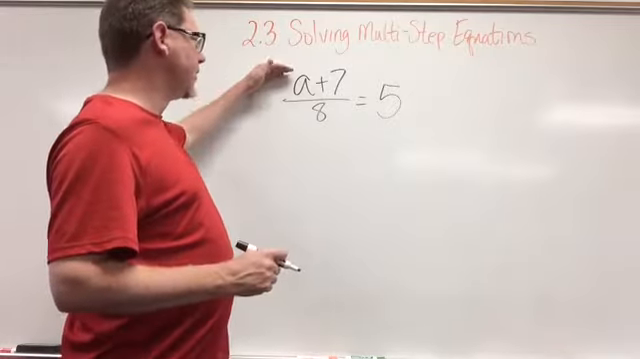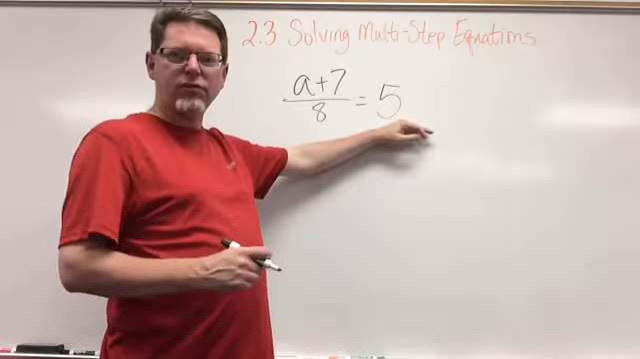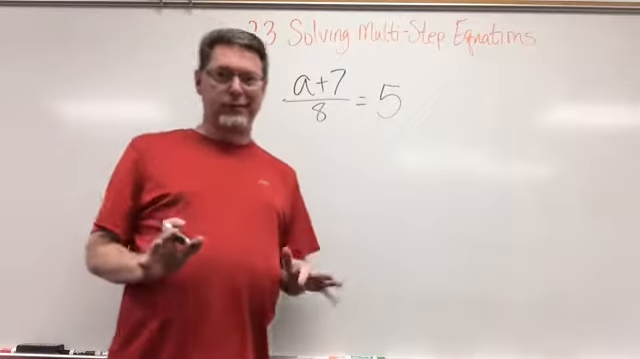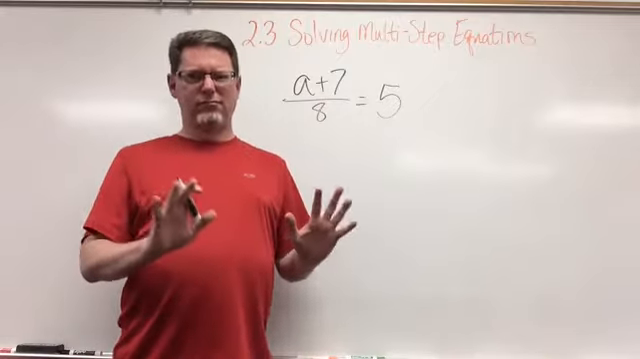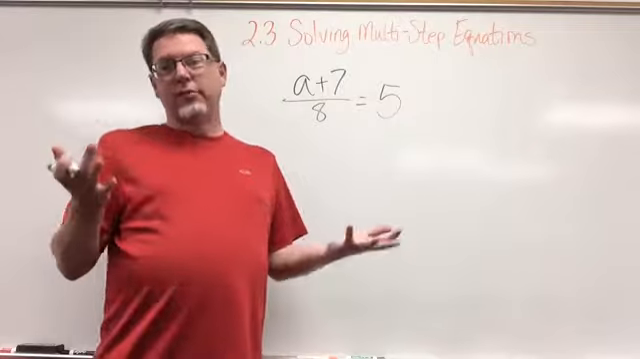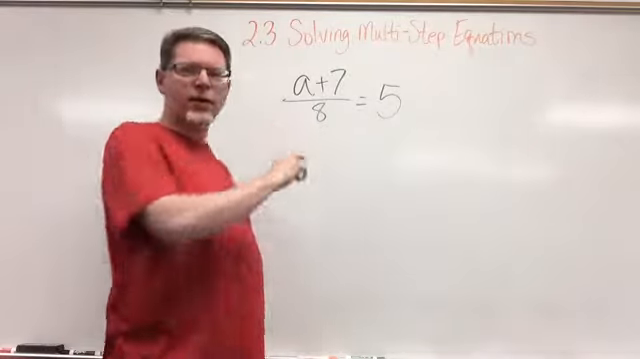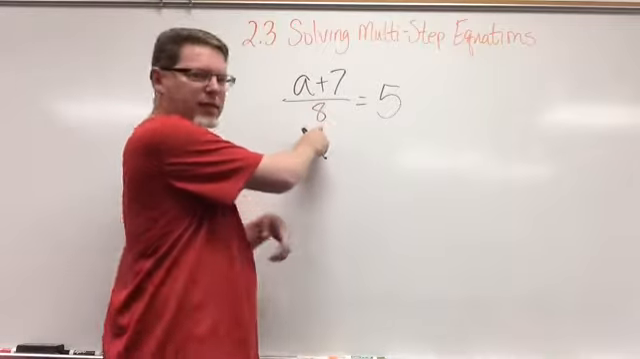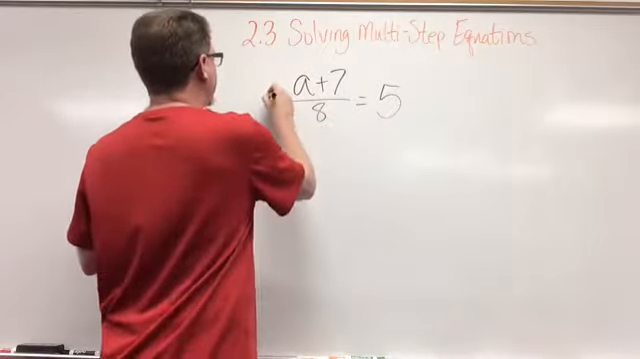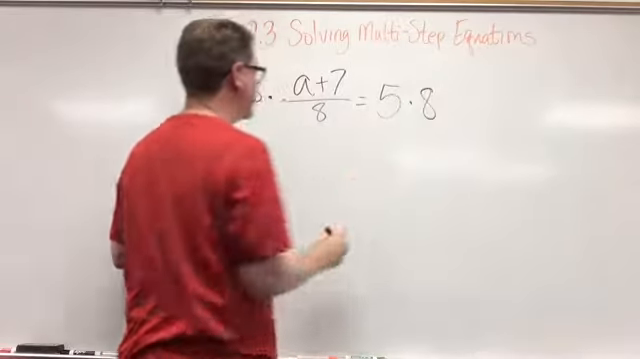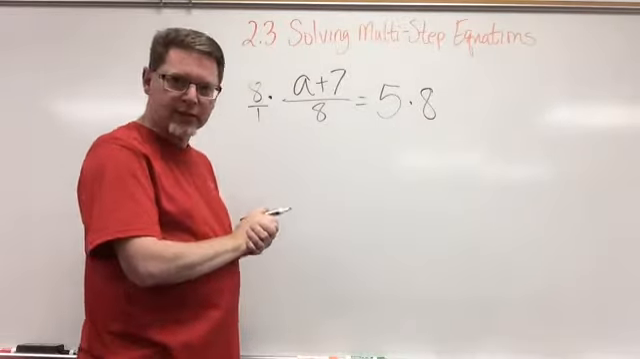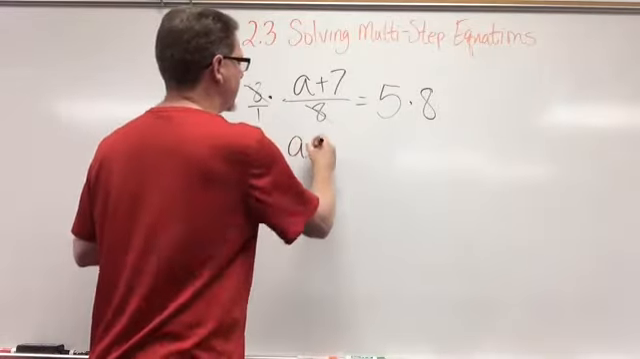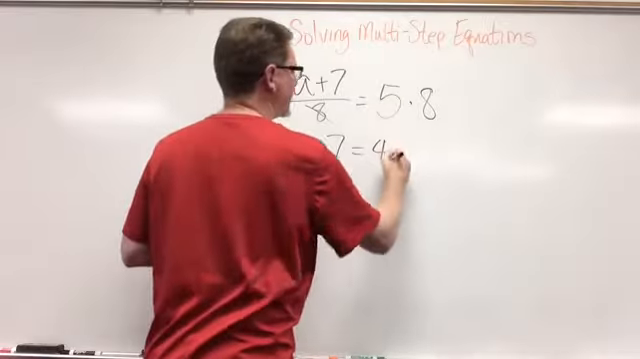So I've got a plus 7 divided by 8 equals 5, okay? So what do I do first? Well, we don't like fractions. Fractions are our friends, but we don't like them. So if we can get rid of the denominator, let's get rid of the denominator. The way to get rid of the denominator is to multiply both sides by the denominator. So if I multiply both sides by the denominator, or 8, this is actually 8 over 1, and so those 8's cancel out, and so I'm done with that side, so all that's left is a plus 7, equals 5 times 8 is 40.